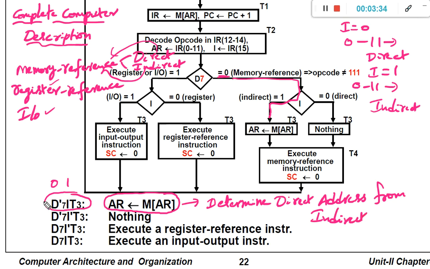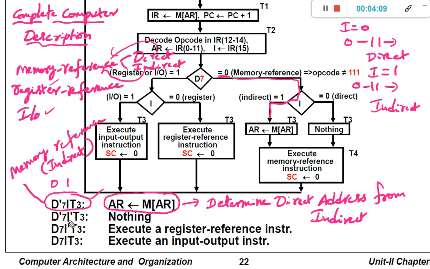What does this particular code represent? This code represents memory reference instructions, indirect mode address. So always if somebody asks you what is the code for memory reference instructions indirect address, then we need to remember that it is D7'IT3. So let us go for the next code.